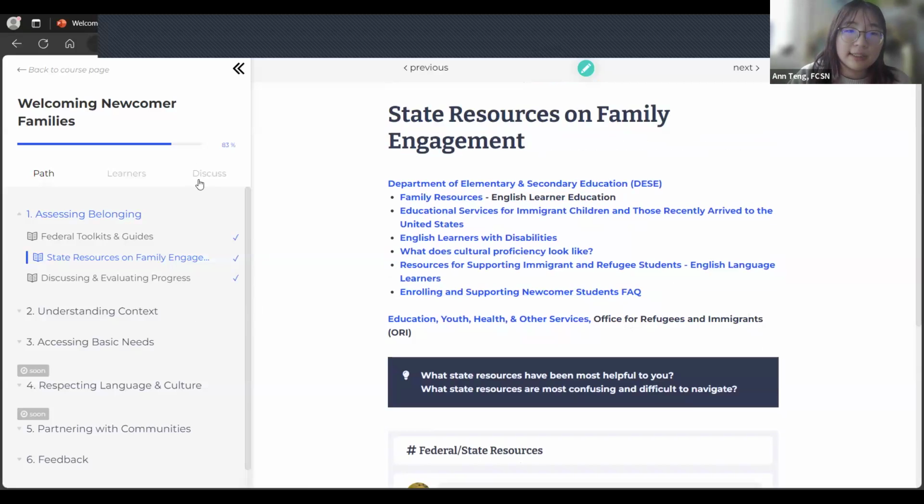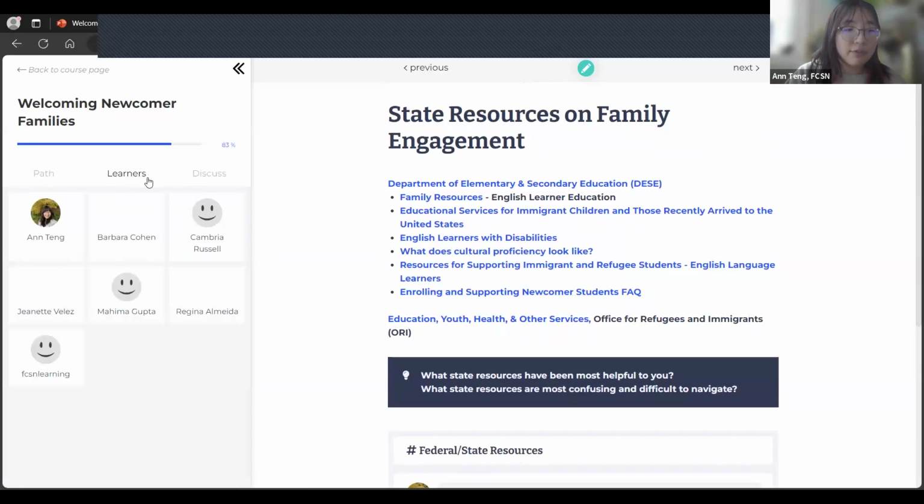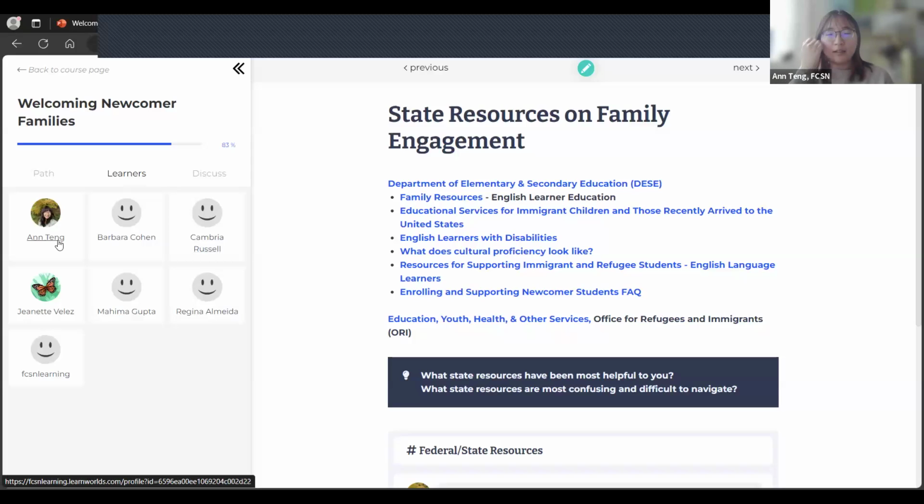And if you would like to discuss just generally on this page, you're able to do so over here as well. These are the profiles of folks that will be joining. I see that Jeanette has already joined, and so has Regina and Barbara. Happy to see you here. But once more folks join in, you'll see some of our staff as well here, as well as me. You'll be able to connect with learners one-on-one, and also reach out to them and check on their profiles to see what districts they're from and such, so that everybody has access to everybody.